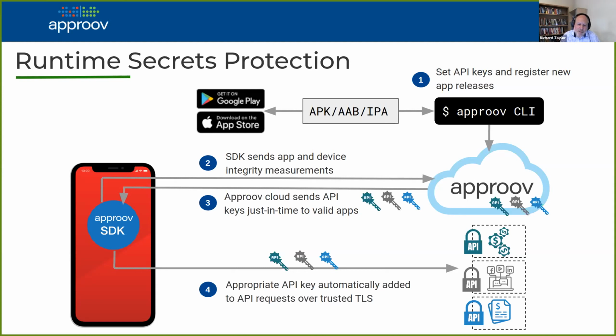So the idea is that the Approve SDK does the same thing. It does its app and device integrity measurements. But then if the app checks out okay, then those API keys are sent just in time to those valid apps. If the app doesn't check out, then the keys aren't sent, and there's a mechanism basically to inform the user that this isn't actually a proper instance of the app, or it's running on some kind of compromised device.